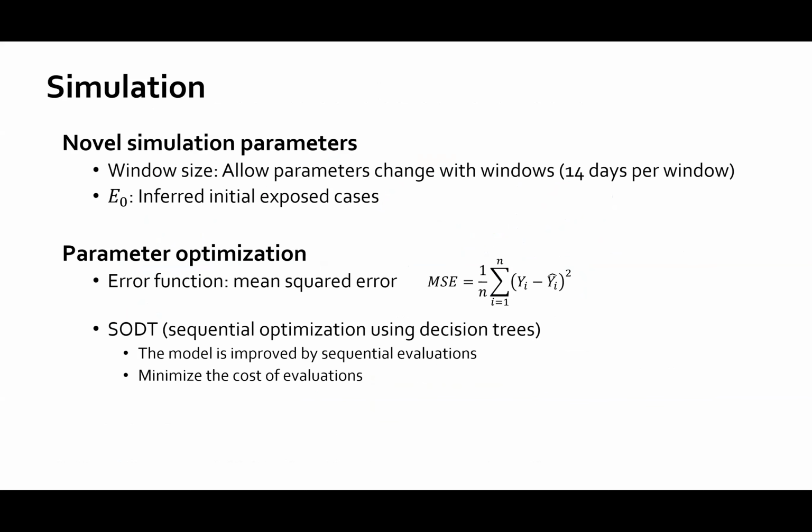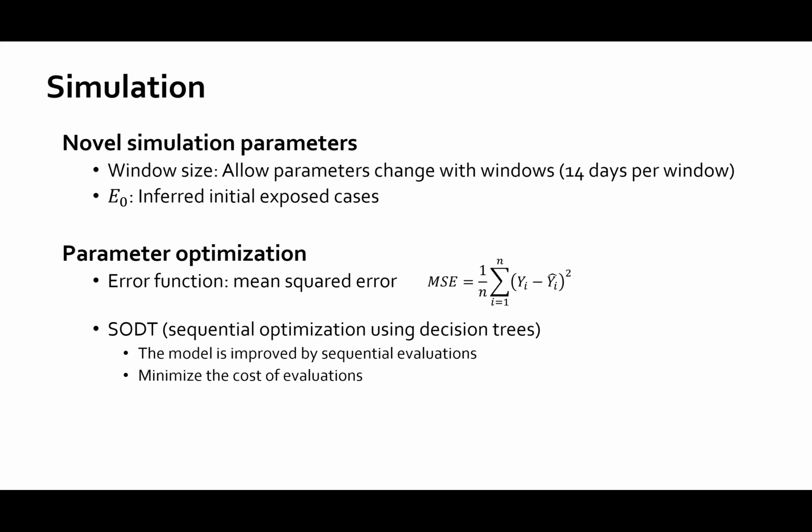In the simulation, we bring in two novel simulation parameters: one is window size, the other is E0. Window size allows parameters to change with windows. The default is 14 days per window. E0 is the inferred initial exposed cases. Since there's no official report of the potential exposed number on day 0 of the simulation, this parameter allows the model to match the real cases well in the beginning.